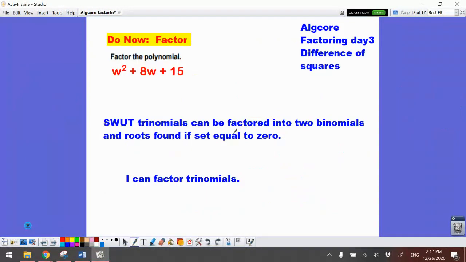All right. So go ahead and work on some more of those factoring, and tomorrow we'll work on difference of squares.